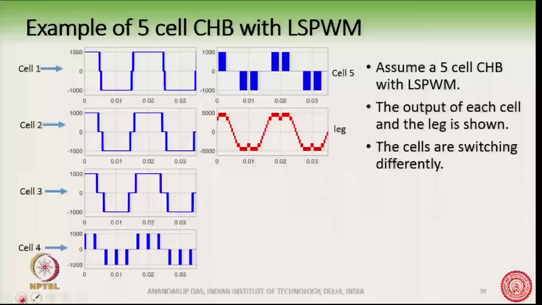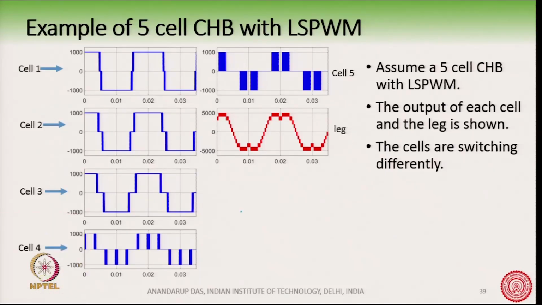So, let us take and see this example, that for example, we have a 5 cell CHB and we are taking the level shift PWM strategy, and the output of each cell is shown here. For example, the output of cell 1 is something like what is shown here. Why is the output looking like this?